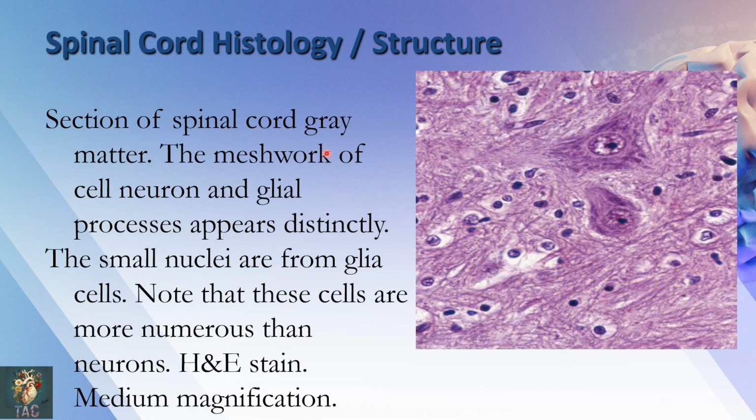So a section of the spinal cord showing the meshwork of the cells. These are the neurons and these are the glial cells, and in addition you can see the myelinated and unmyelinated axons over here. So in this neuron you can see a very clear nucleus with the clear nucleolus giving an owl's eye appearance, and Nissl granules are also present and some dendrites which are coming out of the body.